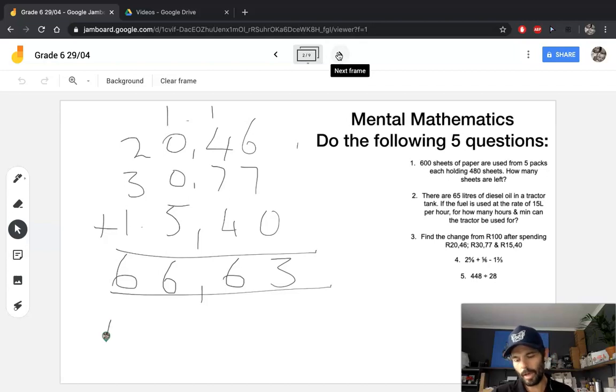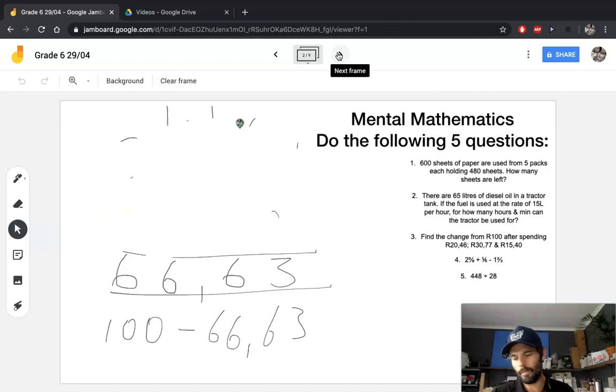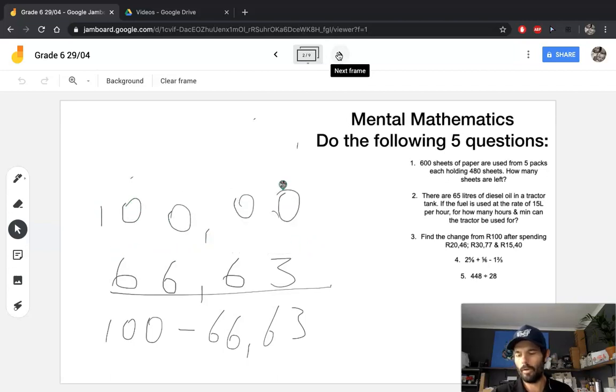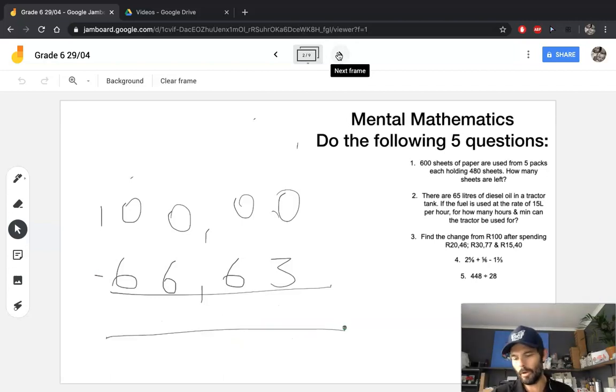I now need to subtract 166 Rand 63, and again, with your subtraction of decimals, it's really important to keep the numbers lined up. So if I just edit this and I put 100,00, I now need to subtract those amounts. You know that I'm going to need to borrow. So that becomes 10. I need to borrow from that. That becomes 10. That becomes 10. So I need to borrow from that.